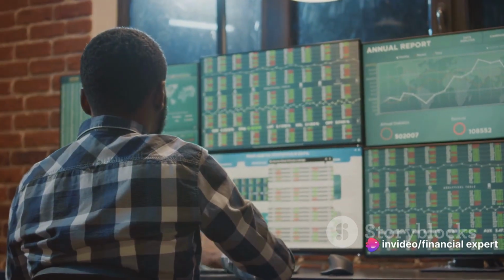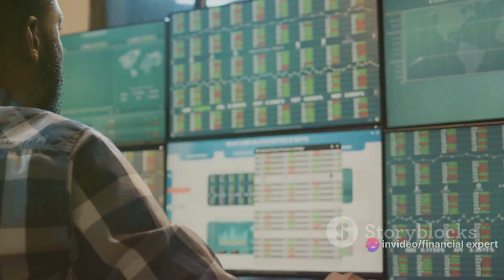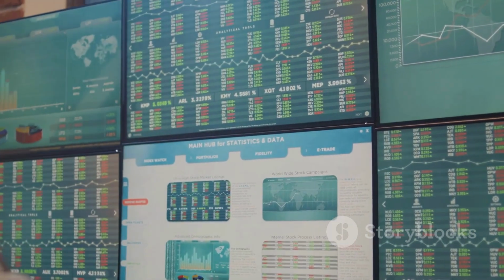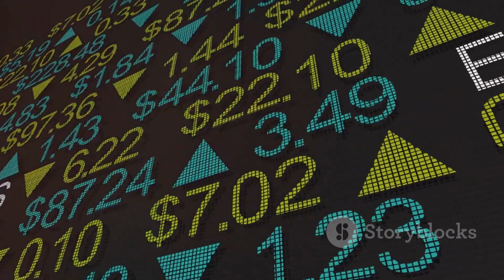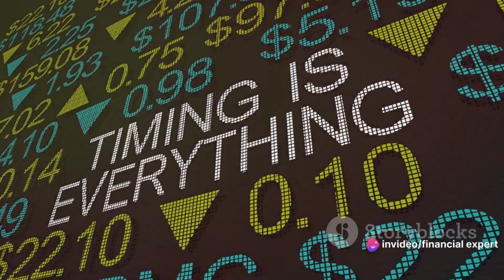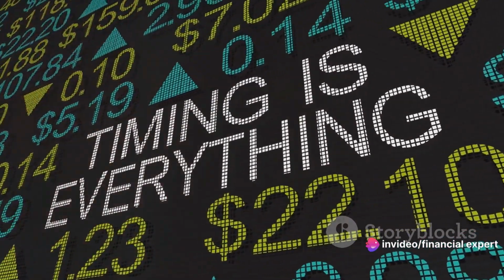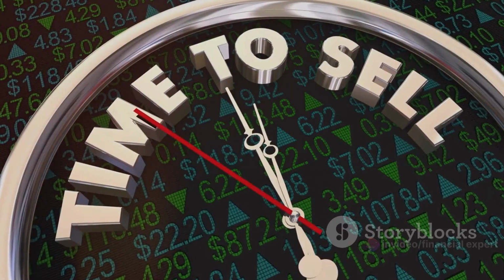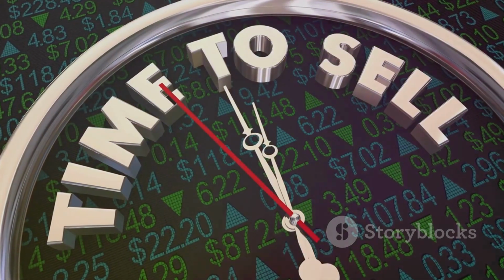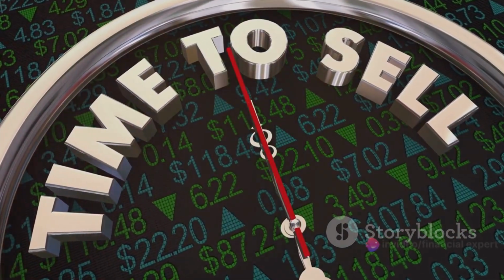Well, it's a tool that can help you make informed decisions about when to buy and sell stocks. It can help you identify trends and, more importantly, predict changes in those trends. You see, in the world of trading, timing is everything. Knowing when to jump in and when to jump out could be the difference between a profit and a loss. And that's where technical analysis comes in. It's like having a roadmap in an unpredictable journey, giving you clues about when to hit the gas and when to hit the brakes.